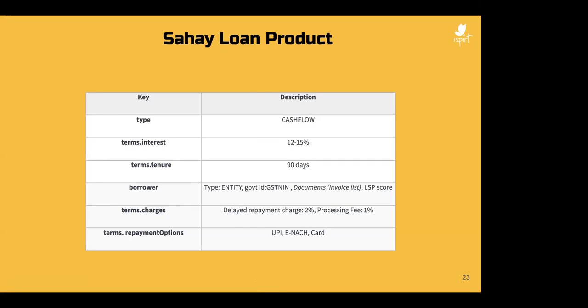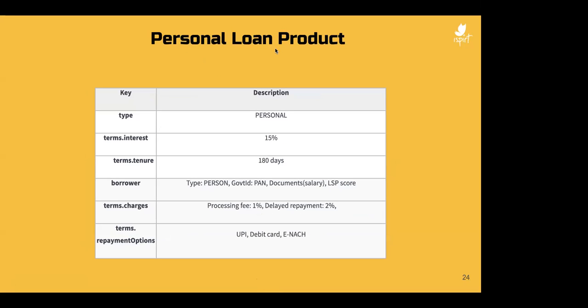Similarly, if we were to launch a personal loan product on top of these APIs, the only change is that the type of the loan itself is going to change. The interest rate is going to be very specific to who's the person taking this loan. Tenure again changes. The borrower field here could be that the type is a person and the government ID is what we're taking as their PAN or their Aadhaar or any government ID. Your documents could be their own salary, which the LSP facilitated by getting via the employer or anything like that, and a score if the LSP has any. The charges similarly can be different or the same depending on the lender and the LSP. So that's the loan product.